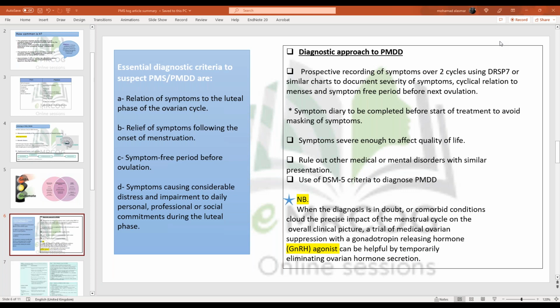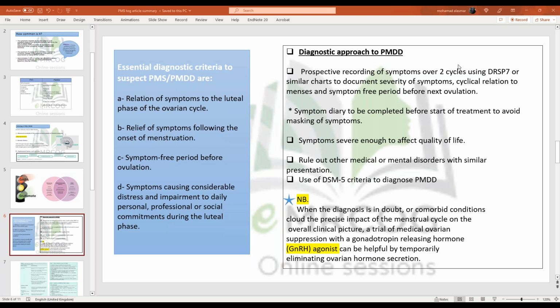This can be a possible question in the written exams: to document severity of symptoms, cyclic relation to menses, and the symptom-free period before the next ovulation. This symptom diary needs to be completed before you start a treatment to avoid masking of symptoms.